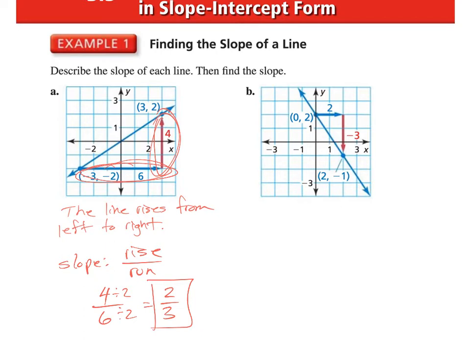It's falling. So we say the line falls from left to right. Now for the slope, no calculations necessary. They give you the information in the problem itself. So it goes right 2 and it falls 3.